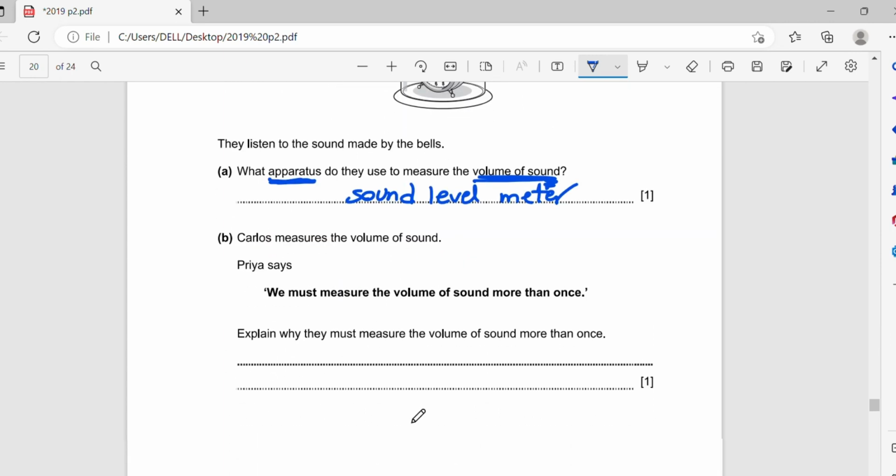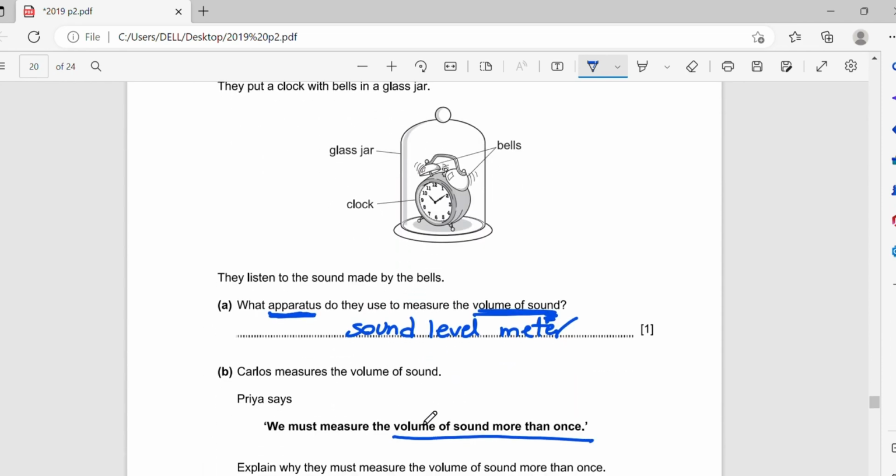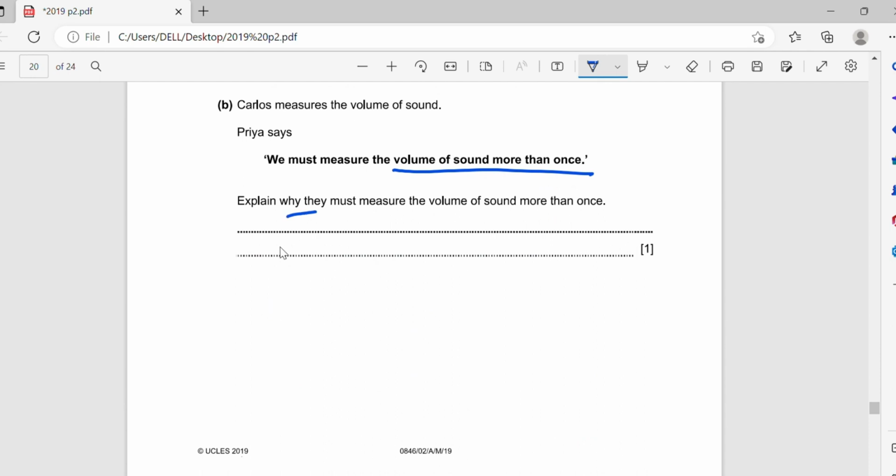Carlos measures the volume of sound. Priya says, we must measure the volume of sound more than once. In most investigations we repeat the step, or we measure it more than once. The keyword is reliable results, or to make the measurements more accurate. So: to make the measurements more reliable, or to make the results more accurate.